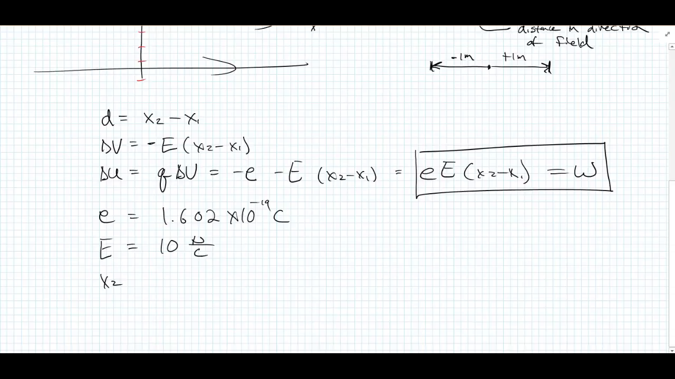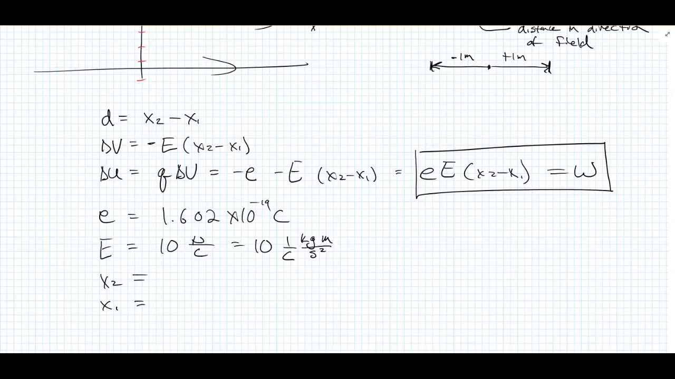And then x2 and x1 are given to me in centimeters, so I do need to be careful here, because this newton, if I write that out in terms of the SI base units, is a kilogram meter per second squared. Right, so there's meters in there. So if I multiply this electric field by a displacement in centimeters, the meters and the centimeters are not going to combine. They're not going to be able to combine to give me joules for my energy. So I got to make sure that I pay attention to that.